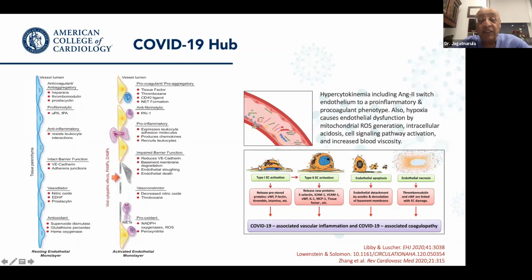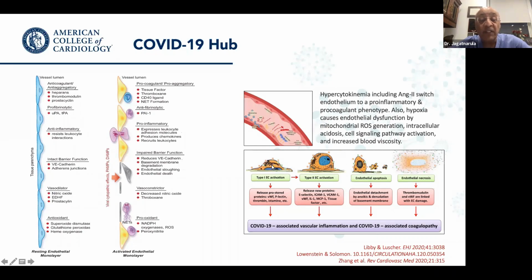However, there is damage once the cytokines are released in the alveoli, or once the SARS-CoV-2 virus enters into some of these endothelial cells. It may not occur as abundantly, but it does occur, and endothelial injury starts. So there is type 1 endothelial activation and type 2 activation.